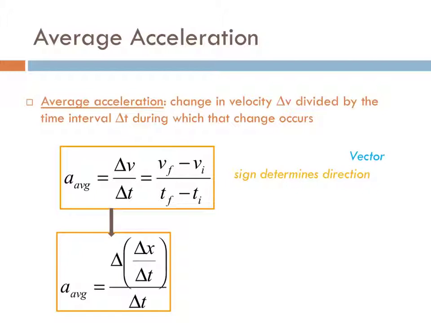So this entire time we've been talking about speed and velocity, but remember that we can also talk about average acceleration. So our average acceleration is our change in velocity divided by our change in time. And remember that we are talking about a vector here. So final velocity minus initial velocity over final time minus initial time.